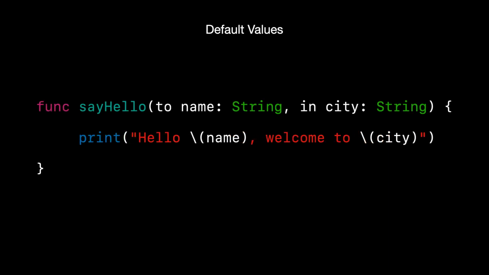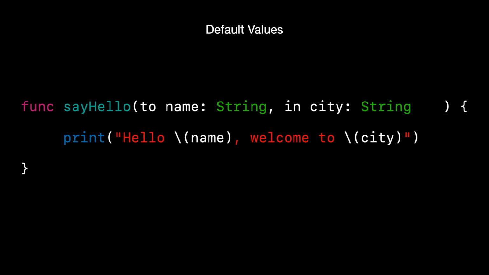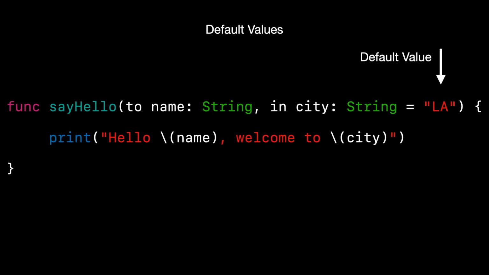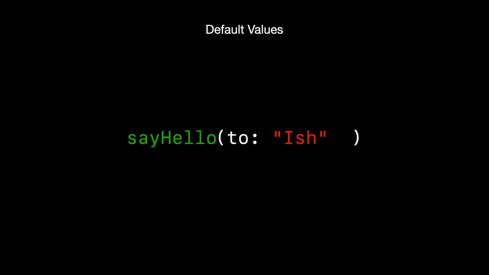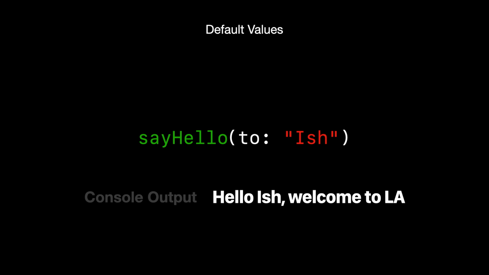Something else we can do here is add a default value to a parameter. Here, I've added a default value for the city parameter. This doesn't change the body of the function between the curly braces. But now when we call the function, we no longer need to add the second argument. Only arguments that don't have a default value are required when calling a function. Calling the function with only one parameter still yields the same console output.